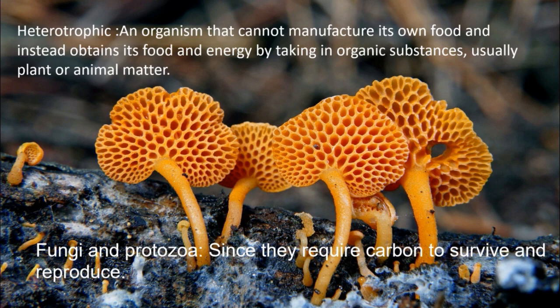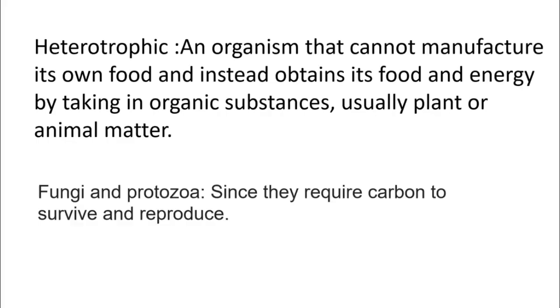Right? They don't have chlorophyll, and that's why they are not green. They cannot prepare their own food. And an organism that cannot manufacture its own food instead obtains its food and energy by taking in organic substances, usually plant or animal matter. So that is what is called heterotrophic.